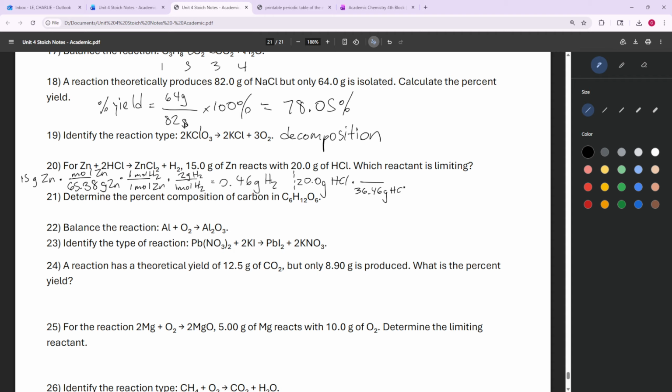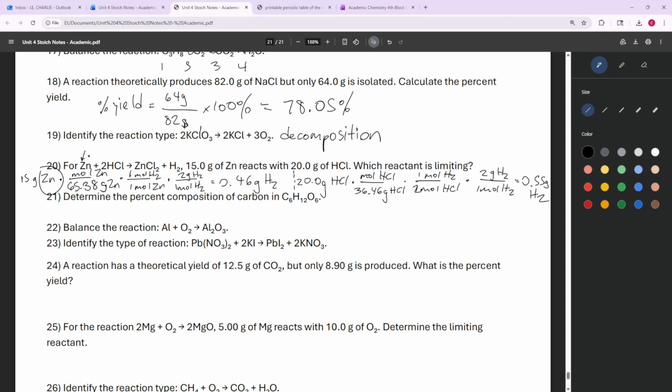36.46 grams of HCl is a mole. For every 2 moles of HCl, we get 1 mole of H2. And then for every mole of H2, we get 2 grams of H2. 20 divided by 36.46 times 1 over 2 times 2 over 1 is 0.55 grams of H2, which means in this case zinc is the limiting reactant.